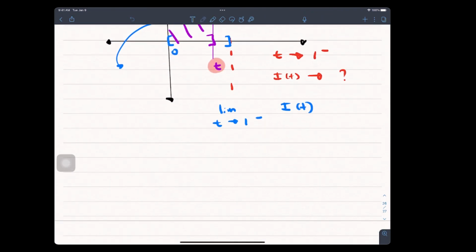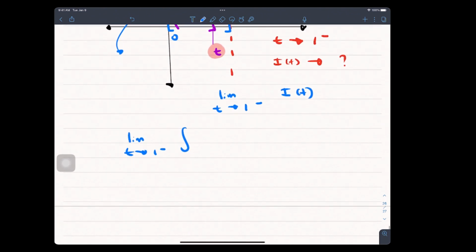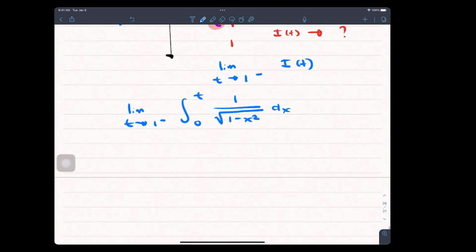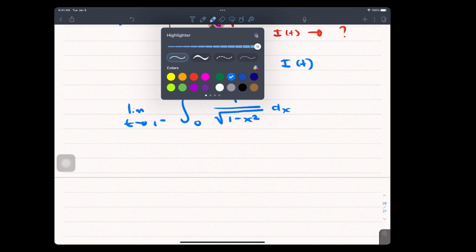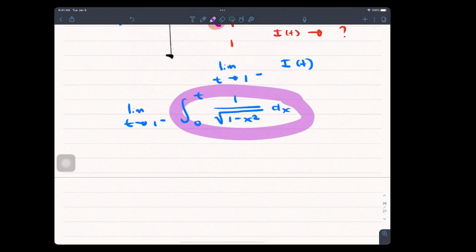So all together, what is this? This is going to be the limit as t goes to 1 from the left. And now we're going to integrate again from 0 to t, 1 over the square root of 1 minus x squared dx. That is your I of t in purple.